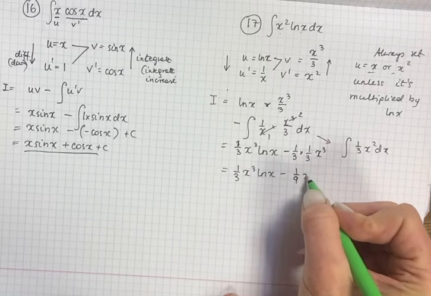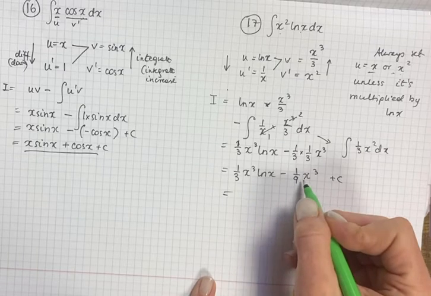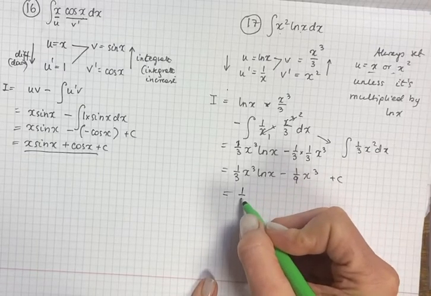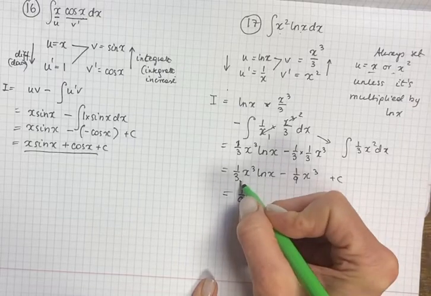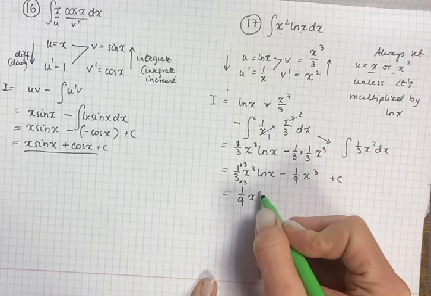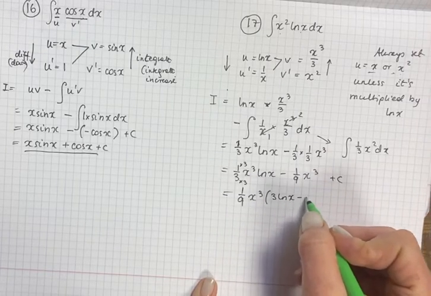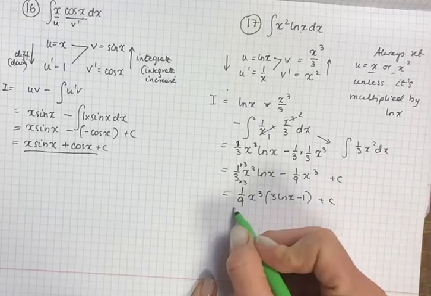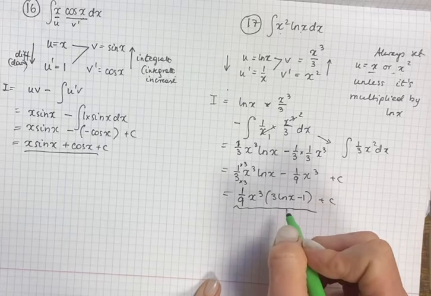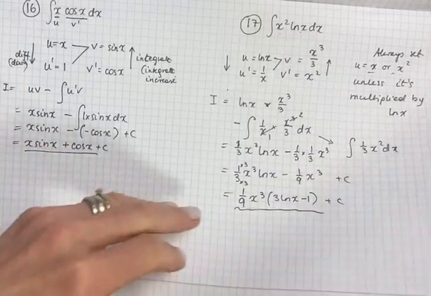For those of you who like things to be tidier, you could potentially take out 1/9. Okay, so create that into a 9th, and then x cubed. So you'll be left with 3 ln x minus 1. But don't worry if you don't get it at this stage. You could have just given the answer on the previous line. Okay, so we'll move on to example 18.